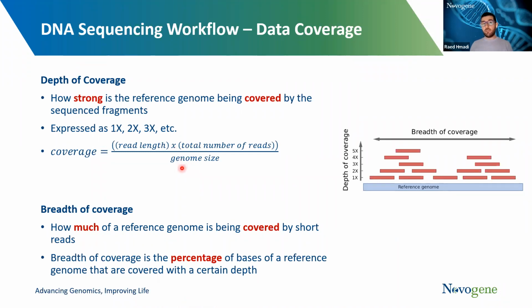The second aspect of the coverage is the breadth of coverage, and it is depicted here on the x-axis. The breadth of coverage represents how much a reference genome is being covered by short reads. In other words, it represents the percentage of bases of a reference genome that are covered with a certain depth.